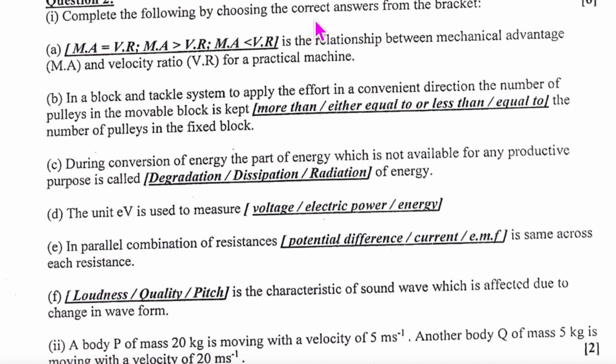Complete the following. A. What are they telling you? MA equal to VR. Is it in a bracket? Ma'am, it's in a bracket. So these relationships: MA equal to VR, MA greater than VR, MA less than VR is the relationship between mechanical advantage and velocity ratio for practical machines. You have to choose one of them. For the practical machine, what is in the bracket you have to choose. For practical machine, MA will be less than VR.